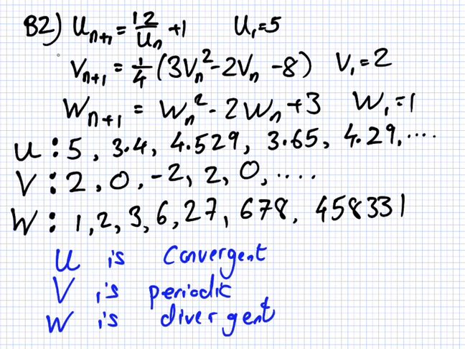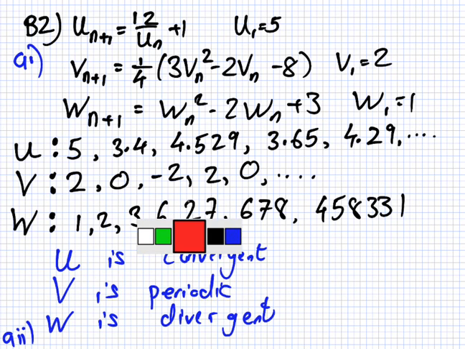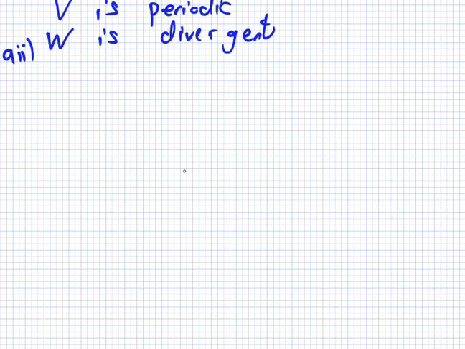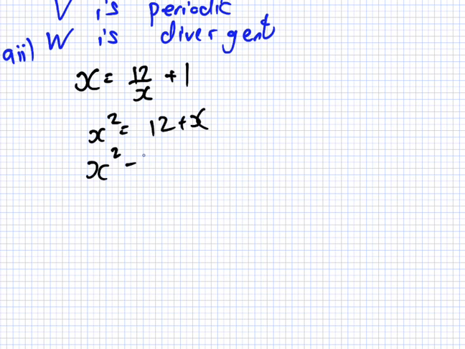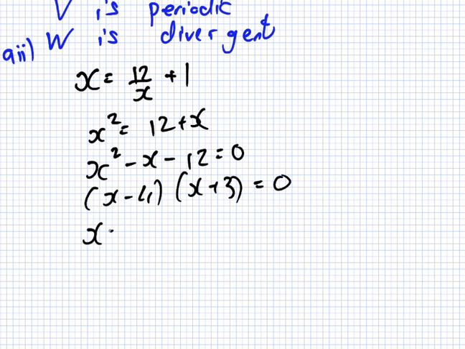Okay, that was A1. Now on to A2. Here they ask you for the limit. So the first one is the convergent one. So you have x equals 12 over x plus 1. So you get x squared equals 12 plus x. So you get x squared minus x minus 12 equals 0. x minus 4, x plus 3 equals 0. x equals 4 or x equals minus 3.